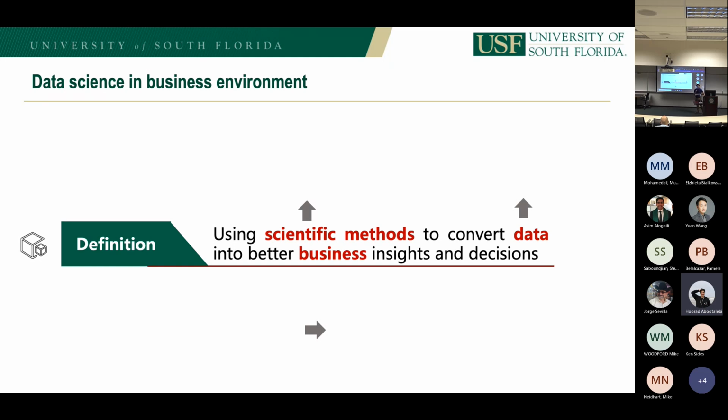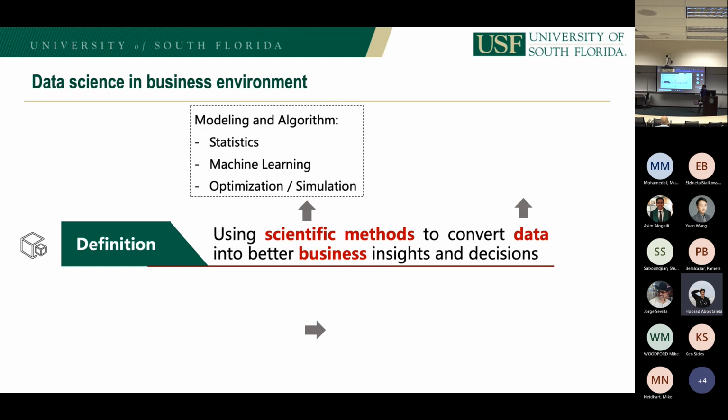Scientific methods. What are scientific methods? To be specific, modeling and algorithm techniques: statistics, machine learning, optimization, and simulation. What is data? Data means we need a proper way to process our data, and more specifically, computer science techniques like object-oriented programming and database skills.